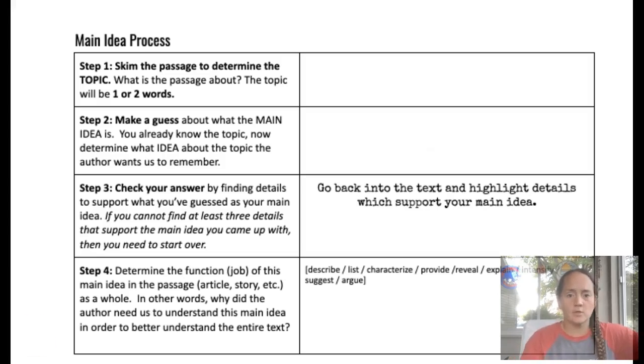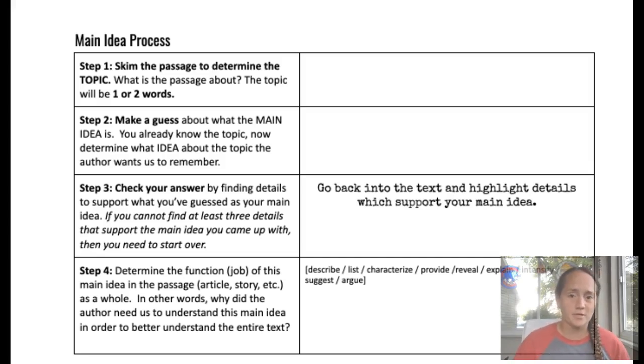So first thing you're going to do when you're determining main idea is read the passage, obviously, and then step 1 is going to be determine the topic of the passage. Now, key thing is that your topic is only going to be 1 to 2 words. Your second step is going to be to make a guess about the main idea.